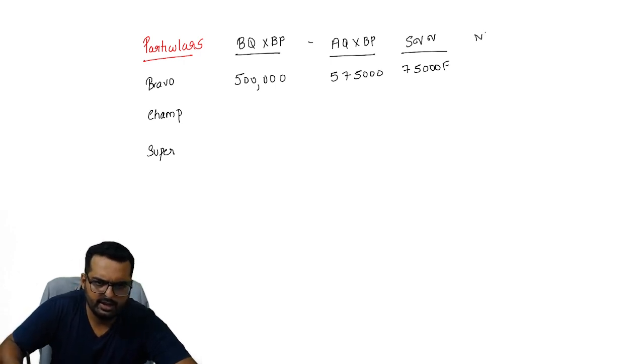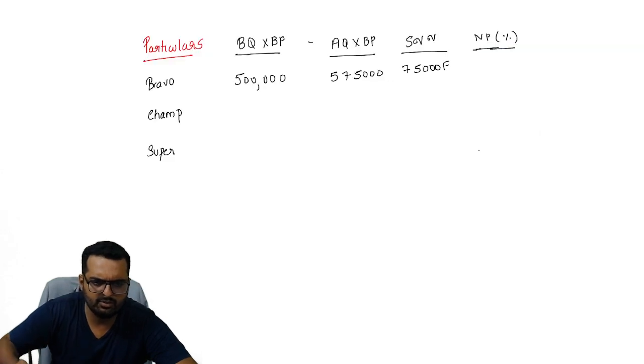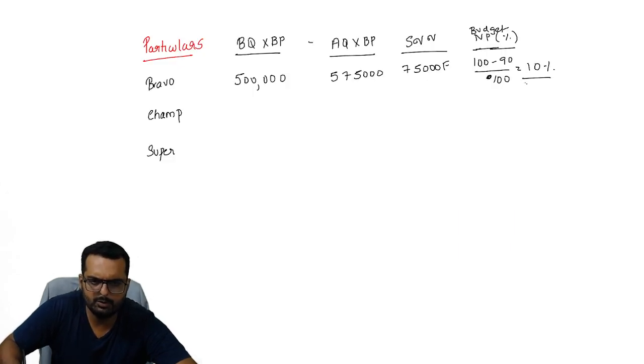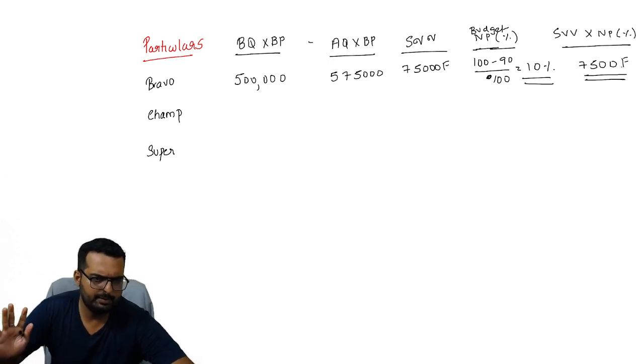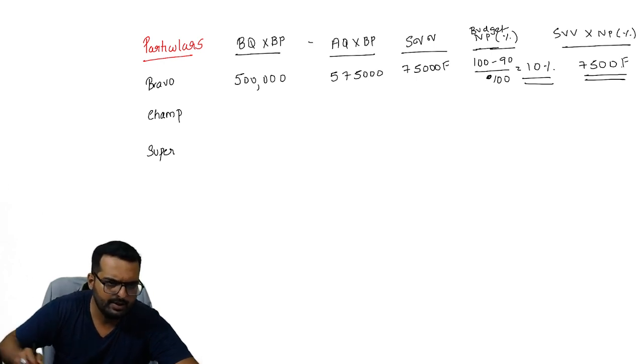Here I'll put the NP ratio. Now tell me how much is the NP ratio that you get over here? 90 is the cost. So I'll just put the selling price as 100. We'll take the budgeted NP ratio. 100 minus 90 divided by 100 because the base is 100. So what is the NP ratio you get over here? Do I get the answer as 10%? Now tell me what is sales volume variance into NP ratio? That will turn out to be 7,500 favorable. I am doing for Bravo. You will do it for Champ and Super on your own. Not over. This is step one.